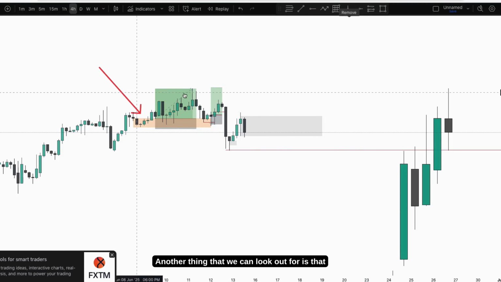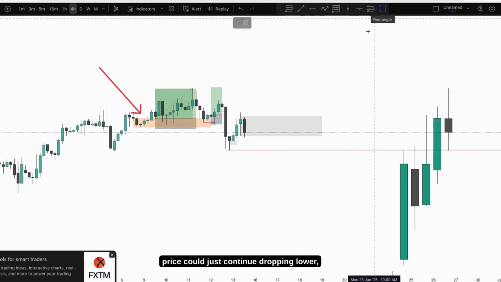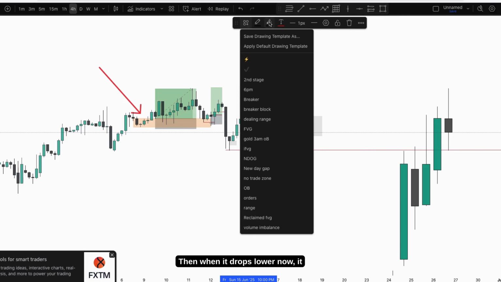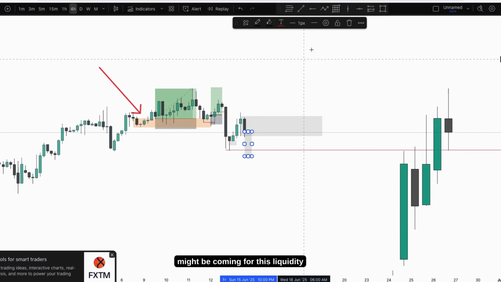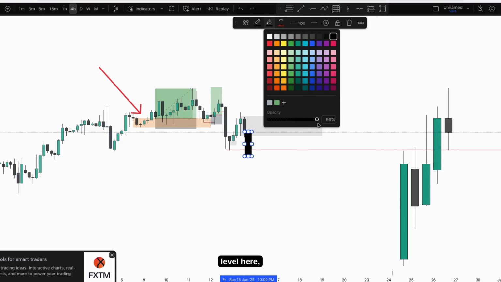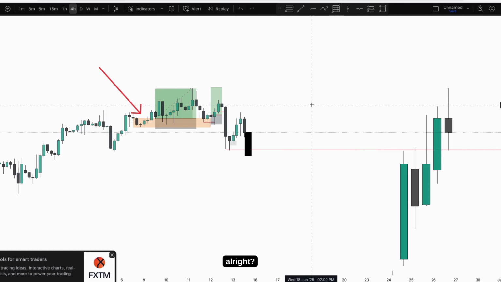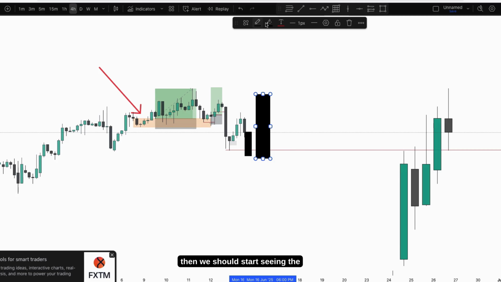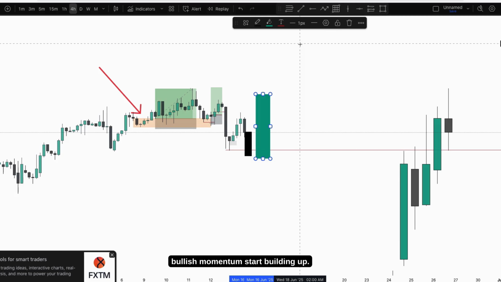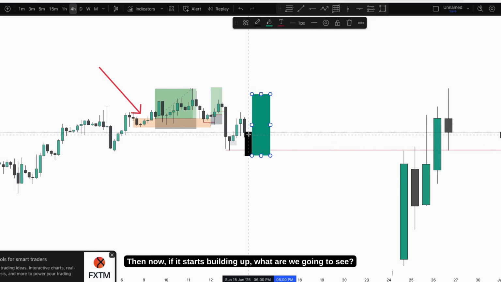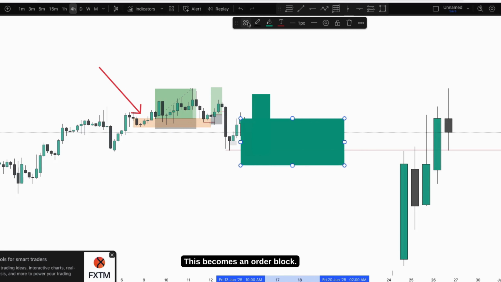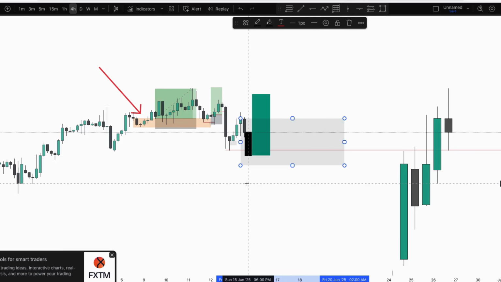Another thing that we can look out for is that price could just continue dropping lower, all right? Then when it drops lower, it might be coming for this fair value, for this liquidity level here. Then if the important level is going to respect, we should start seeing the bullish momentum start building up. Then if it starts building up, what are we going to see? We're going to see this as an order block. This becomes an order block.